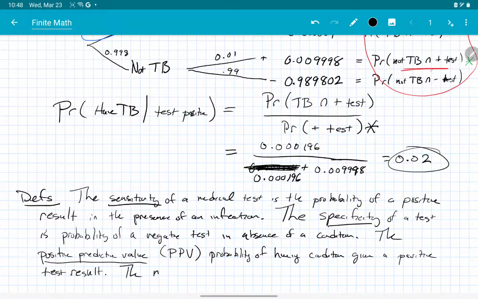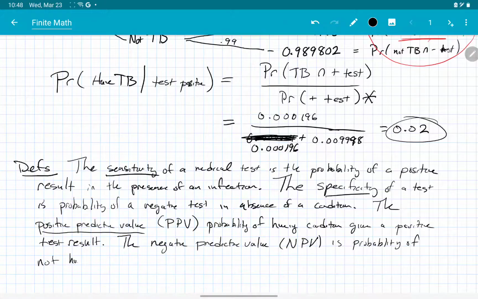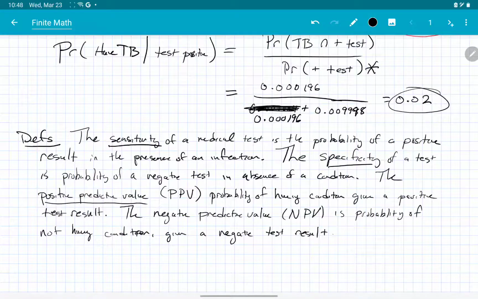And then the negative predictive value, NPV, is the probability of not having the condition given a negative test result. That is not something we calculated for this problem, but we can do it now. So let's calculate the NPV.